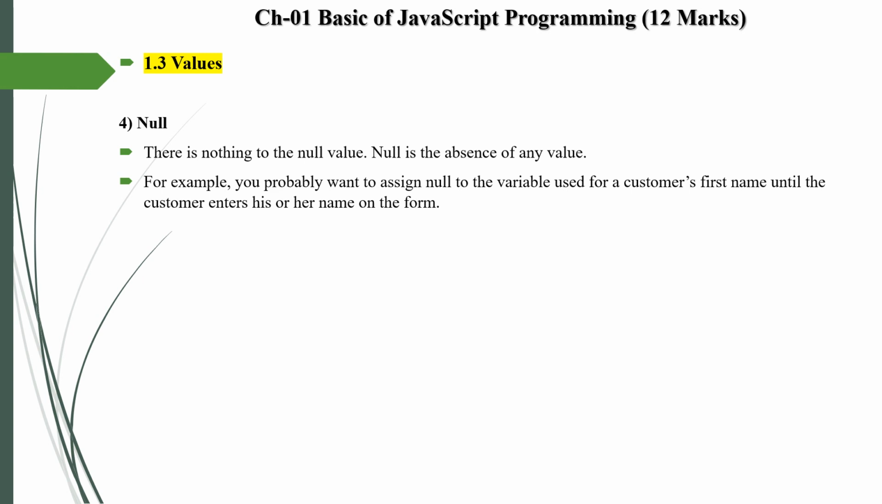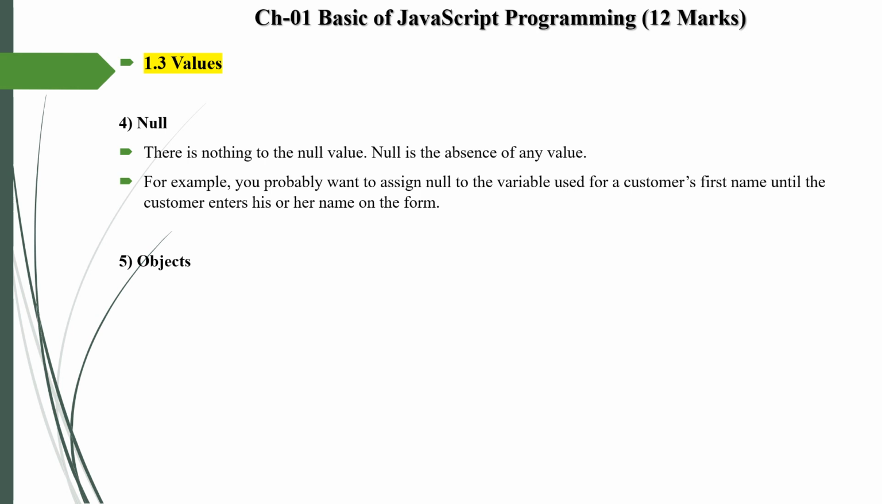So a simple example is, in a form I create one field, customer name. That field is initially null, because when the customer enters a value in that field, that value is assigned to that variable. So this is null.